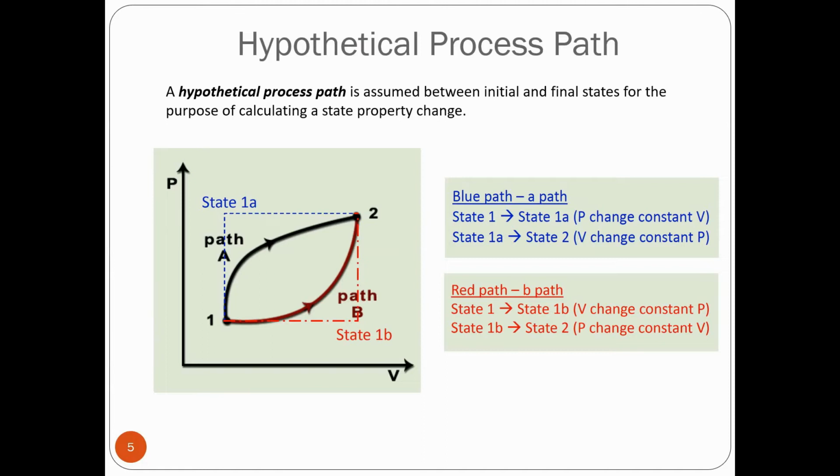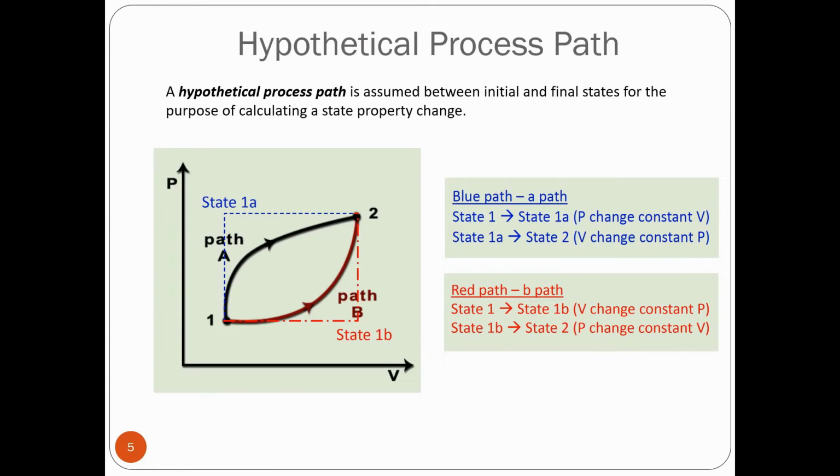From point 1 to point 2, we have changes in pressure and volume at the same time. If we can't solve it at the same time, we need a hypothetical process path. This is where you refer to the blue path and the red path. You may have two hypothetical process paths. You can solve the pressure first, or you can solve the volume first, as long as you change one thing at a time, leaving the rest constant.